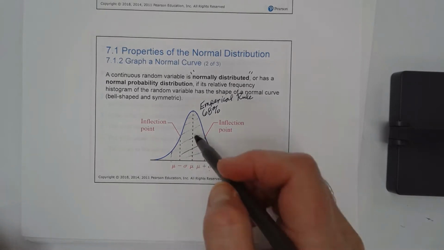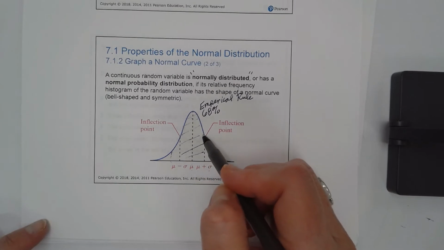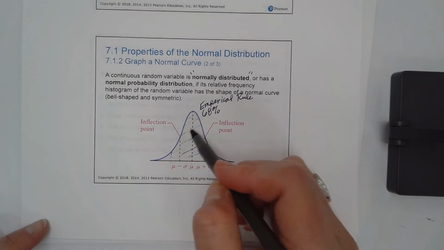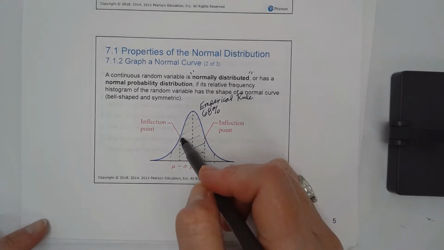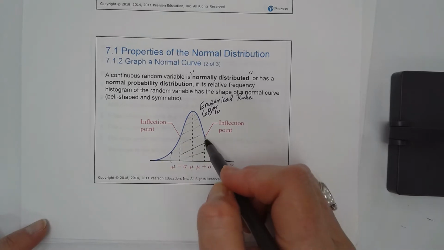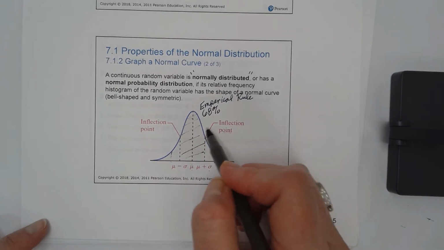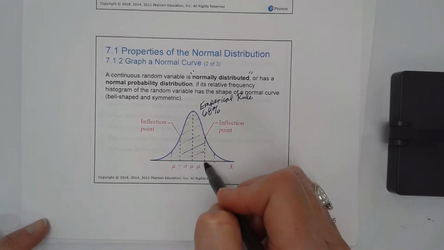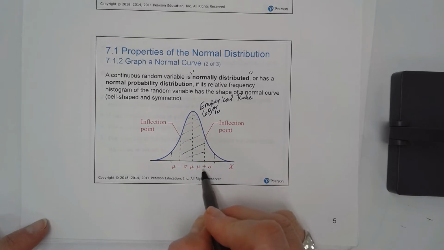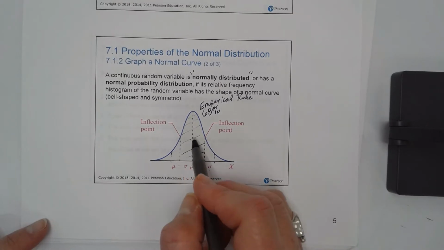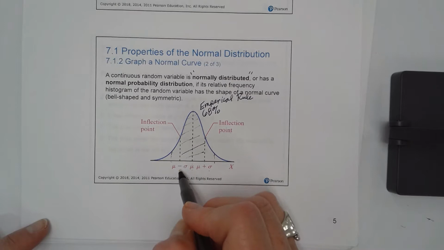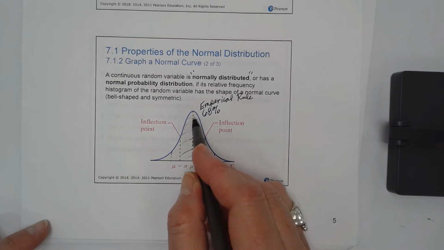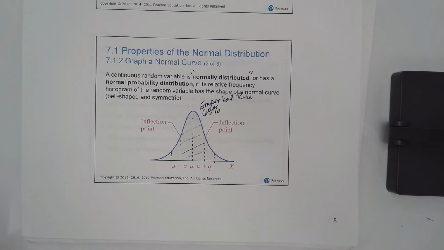And then remember I said where it changes from being cupped down like that to being cupped up like it is on the sides? Where it changes is called the inflection point. And that's where one standard deviation more than the mean is. So the mean plus one standard deviation is here. The mean minus one standard deviation is here. Make sense? Okay, so that area in the middle there is 68%.